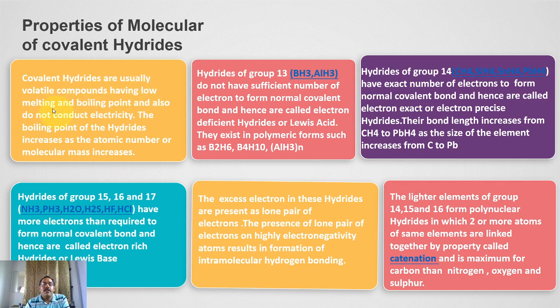Covalent hydrides are usually volatile compounds having low melting and boiling point and also do not conduct electricity, which is against metallic hydrides. Metallic or ionic hydrides conduct electricity and heat. The boiling point of hydrides increases as the atomic number or molecular mass increases. Then let us come to the second point. Hydrides of group 13 like boron, aluminium do not have a sufficient number of electrons, hence they are electron deficient or Lewis acid.